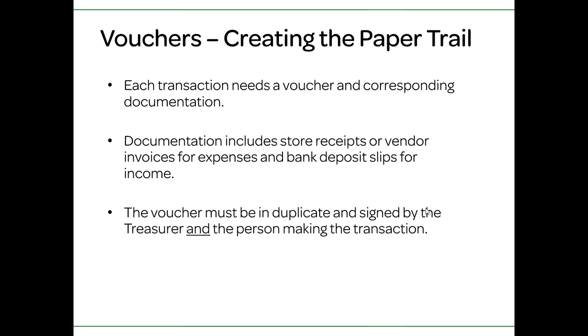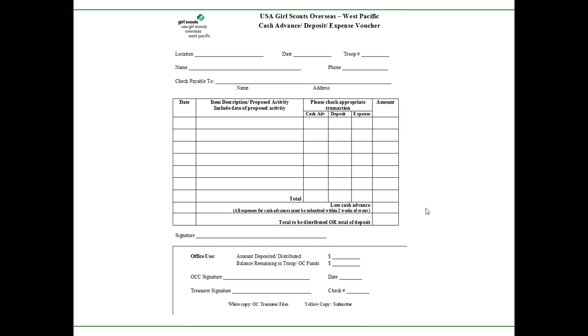Now, vouchers. We mentioned that earlier. So vouchers create your paper trail. Each transaction needs a voucher and corresponding documentation. Documentation includes store receipts or vendor invoices for expenses and bank deposit slips for income. The voucher must be a duplicate and signed by the treasurer and the person making the transaction.